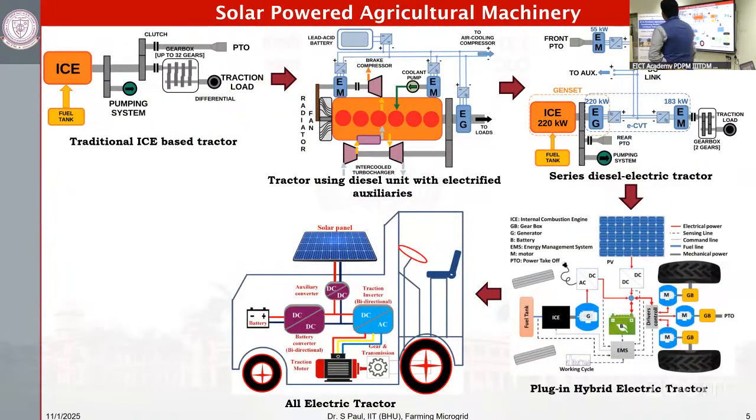Now, if you see the main electrical machines, like our car, how it got evolved day by day. So the first generation, that is the traditional ICE based tractor, where we take the diesel, we burn the diesel in the combustion engine like our normal petrol and diesel car. We burn it and then we use it to drive the wheels.